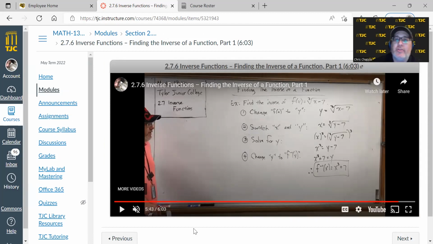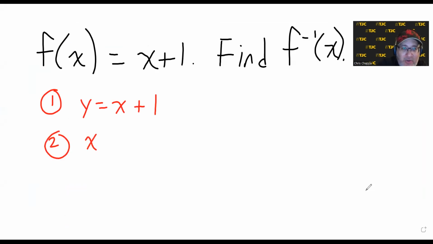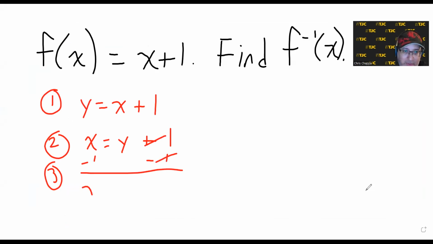So for example, for this one, without going back to that list, because you can go watch it yourself, the first thing I like to see is, all right, step 1 is to change the function to a y. Step 2 is to switch the x and y. And then step 3 is to solve for the y. So we would subtract 1 from both sides. We would get x minus 1 is equal to y. And then step 4 is to call that answer your inverse function.